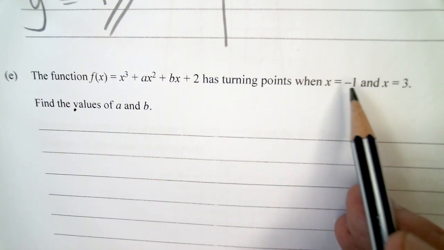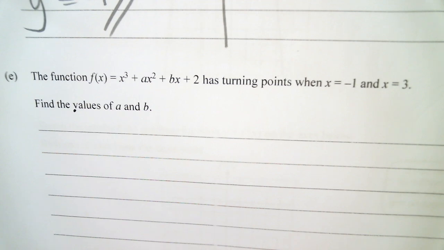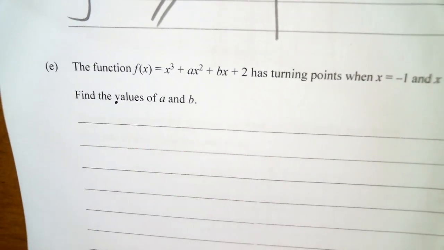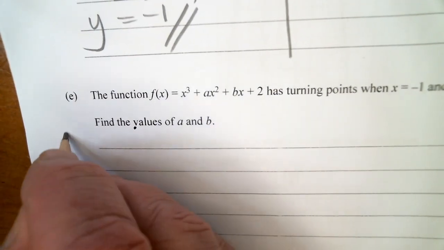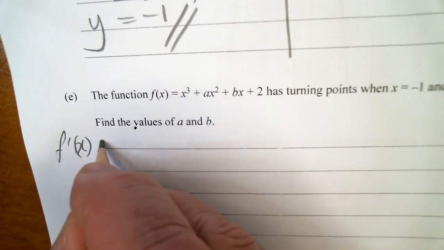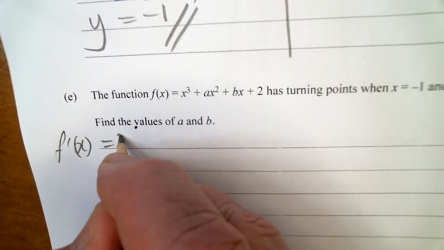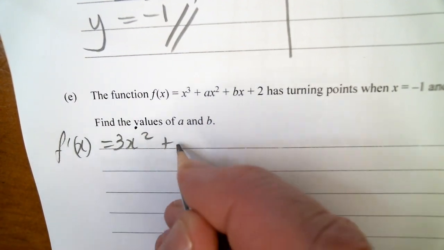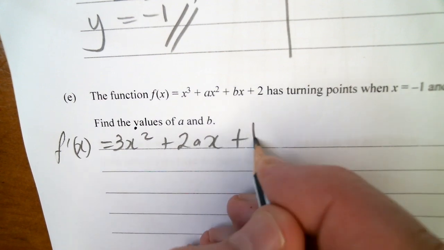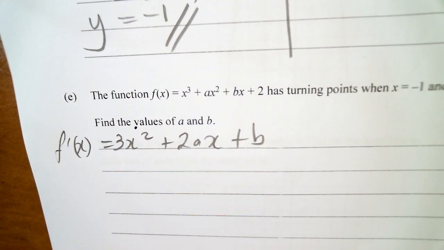Either x is -1 or x is going to be 3. So let's have a look and see how that plays out. So here's the gradient function first of all. f prime of x is equal to 3x squared plus 2ax plus b. Now we're going to be putting a couple of things into that.